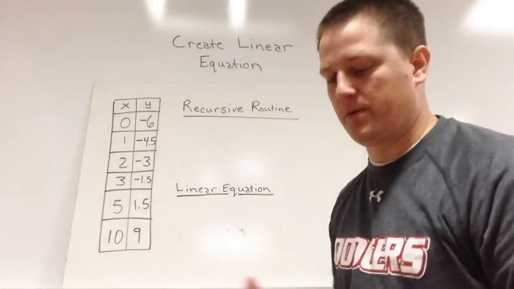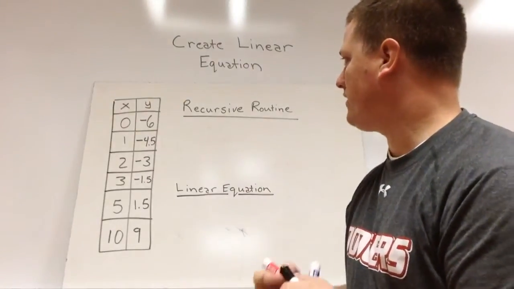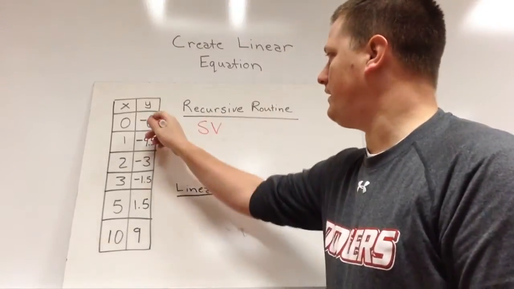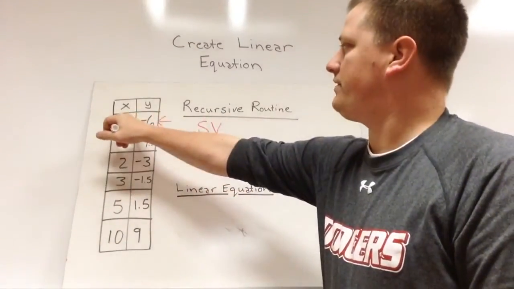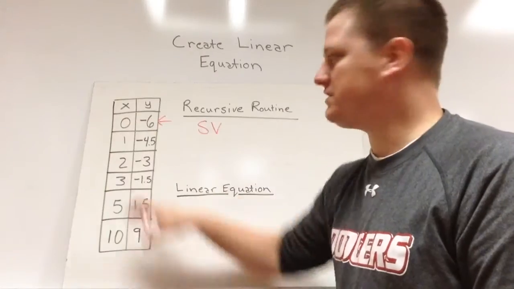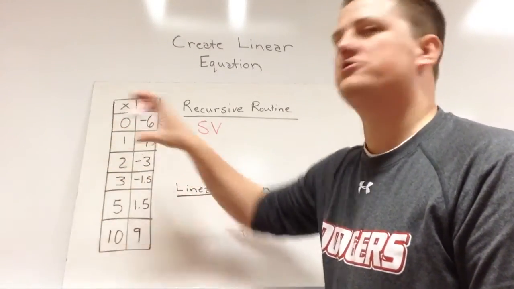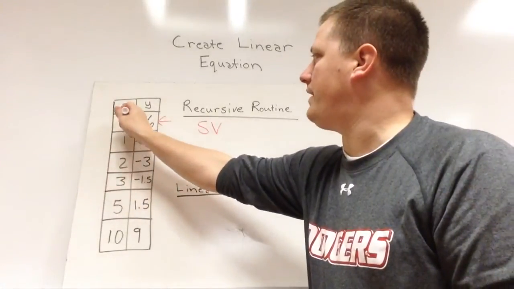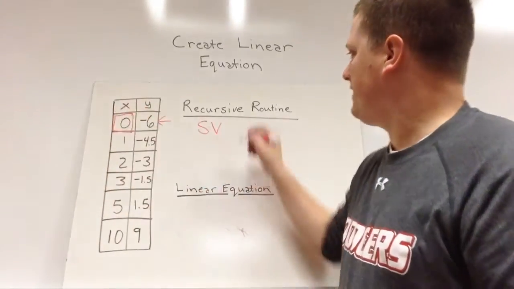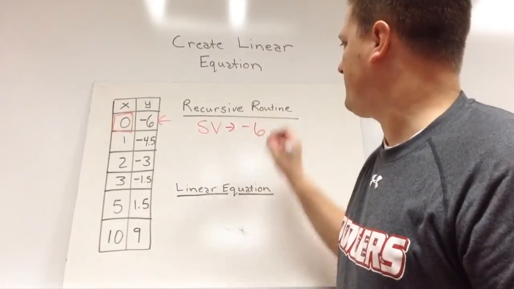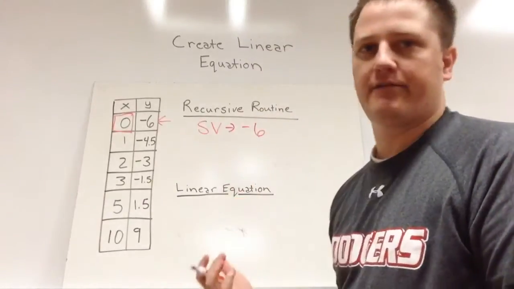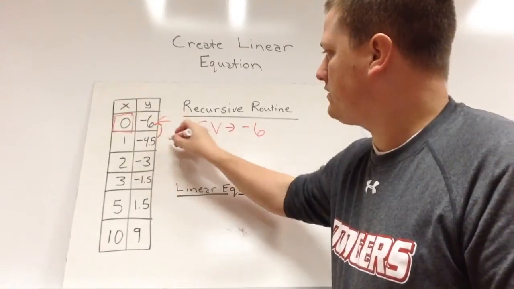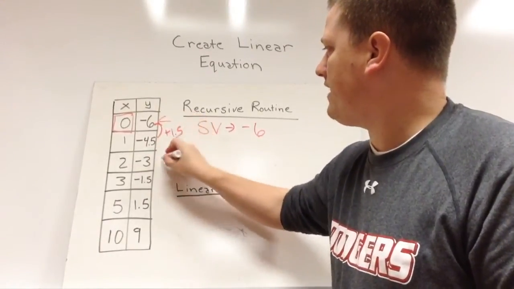One more attempt just for practice. Recursive routine here. Well, our start value is always with the 0. It's not always going to be first. In both of mine, 0 was first, but we could have negative x values, so we got to look for the 0 right here. So our start value is -6, and then we need to figure out the pattern. So from -6 to -4.5 to -3, looks like we are adding 1.5.